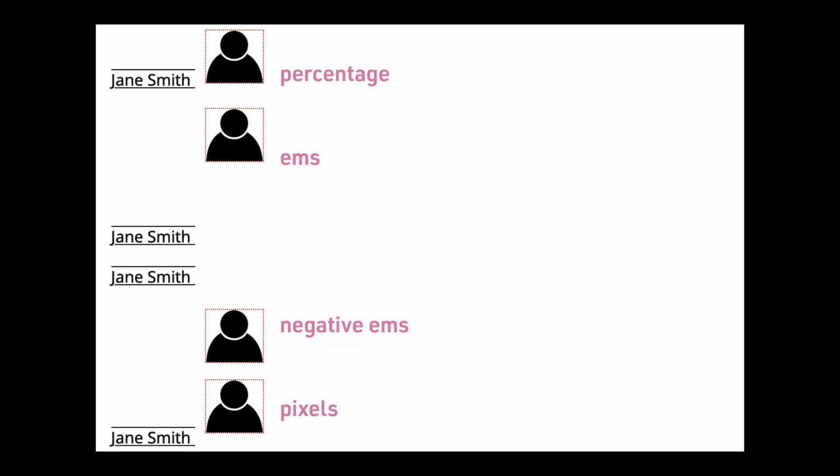The top item is using percentage. The second item is using ems. The third item is using negative ems. And the last item is using pixels.